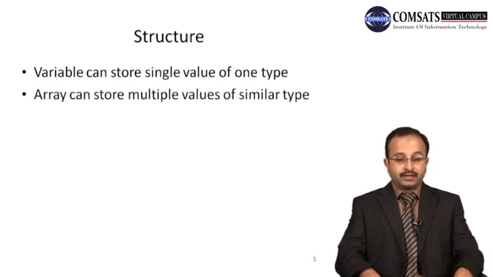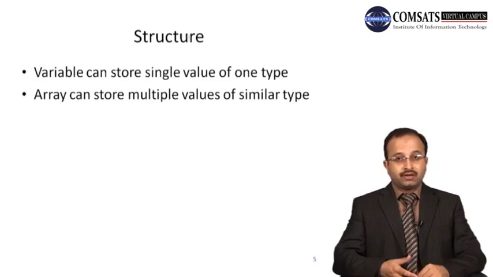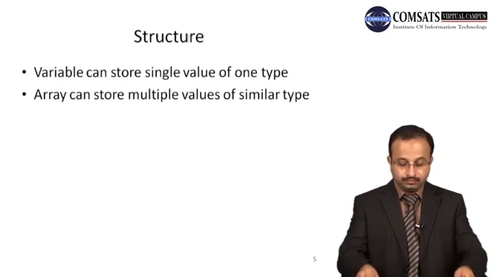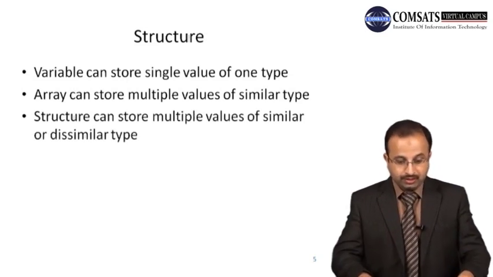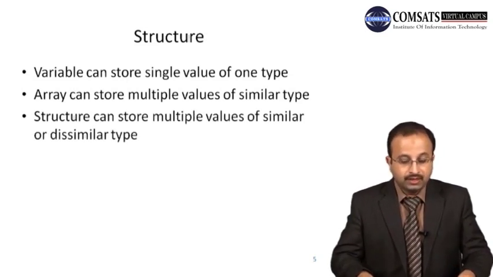But an array can store multiple values but of similar type, that is the limitation of array. Multiple values it can store, that is the advantage, but the limitation is that the type of all the values will be the same. That is, if we have an integer array, it's a collection of integers only. If we have a floating point array, it's a collection of floating point values. Structure can store multiple values of similar or dissimilar type.